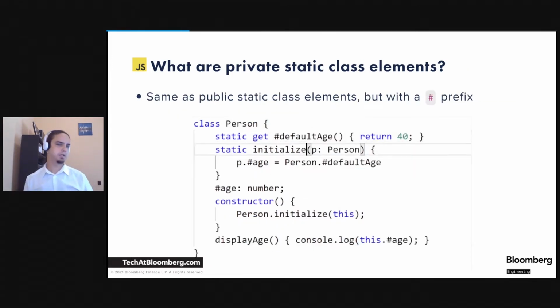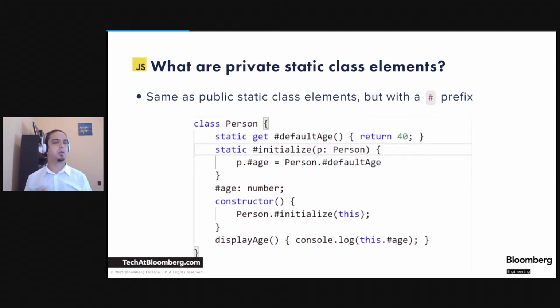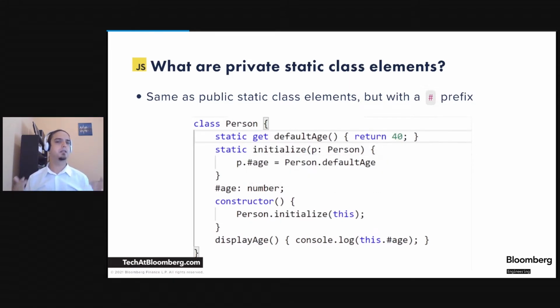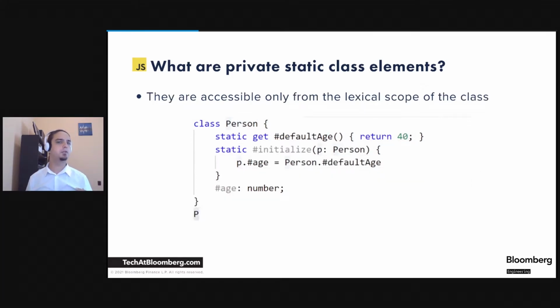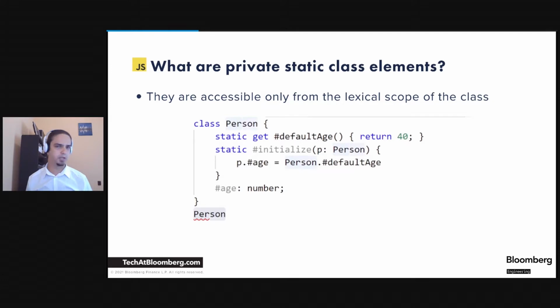What about the static side of things? Well, again, we can understand them by comparison to their public counterparts. Again, the difference we see first is the fact that they are named with a hashtag prefix. And if we rename our members, our accessors, our methods with this hashtag prefix, inside the class, things will work mostly the same. Again, the difference is that these private identifiers are only accessible from the scope of the class that declared them. So if you try to access person.initialize from outside the class, this won't actually work.